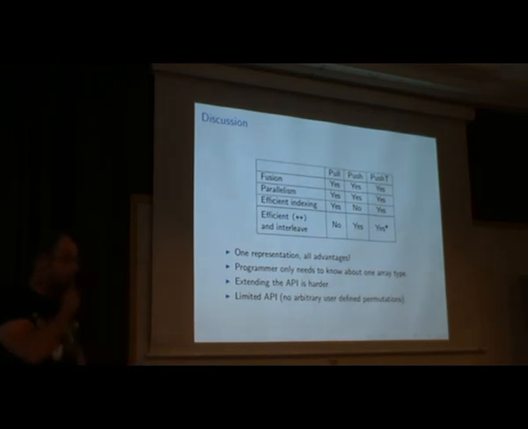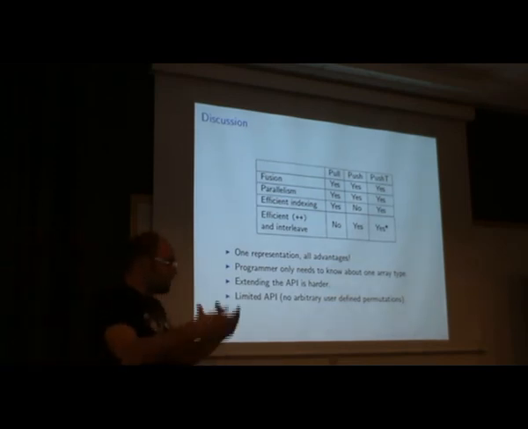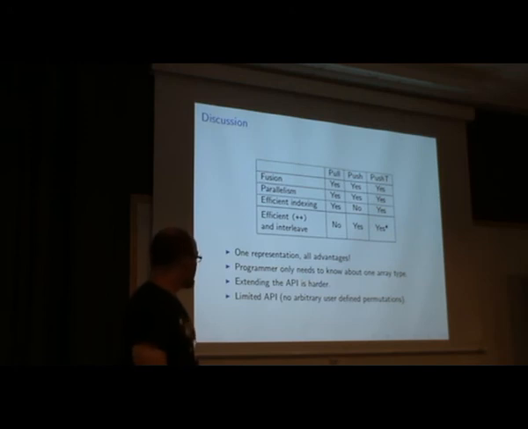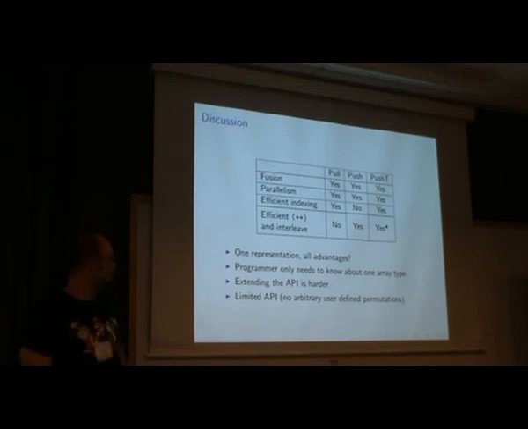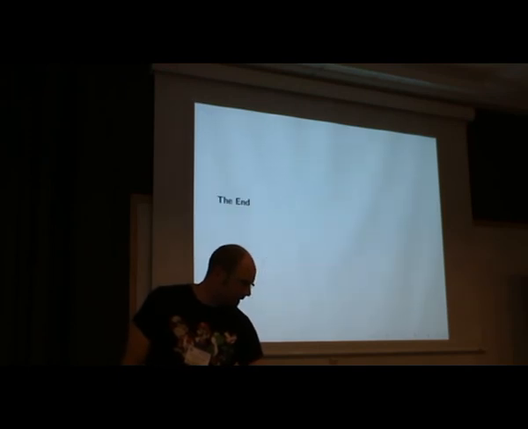Extending the API is harder. It's not just about adding another function over push arrays. For example, we need to add another constructor or redo the whole operation. We had to limit the API to forbid user-defined arbitrary permutations. And I think that's the end.